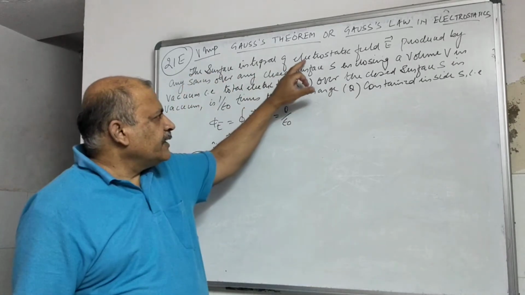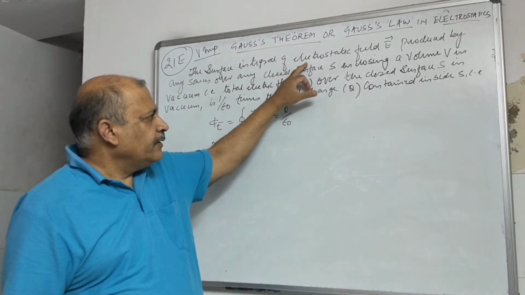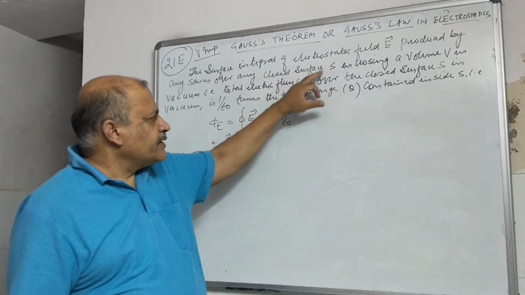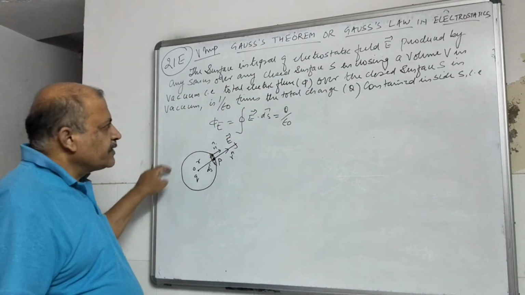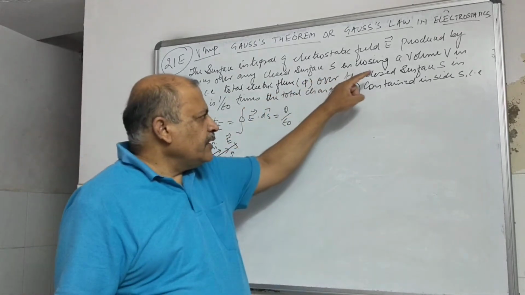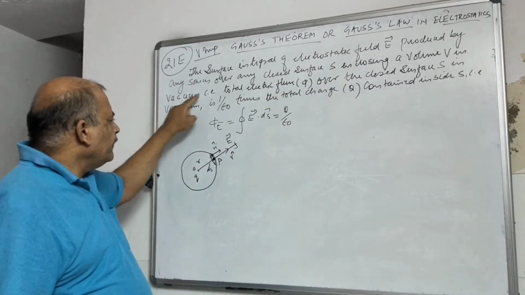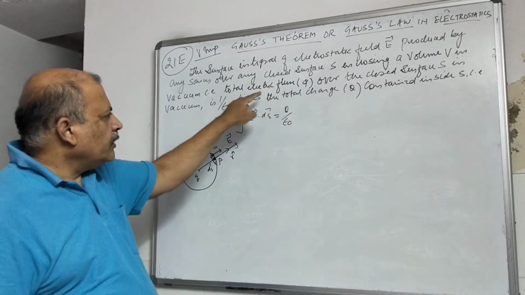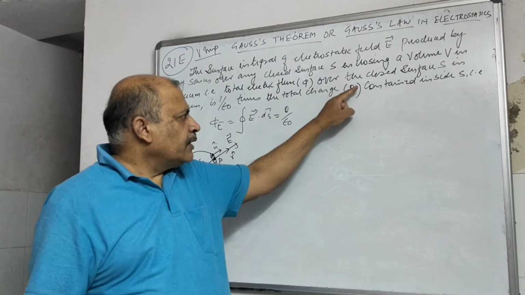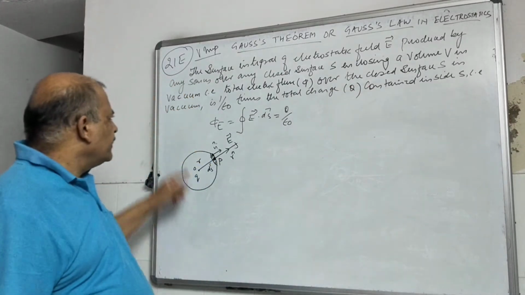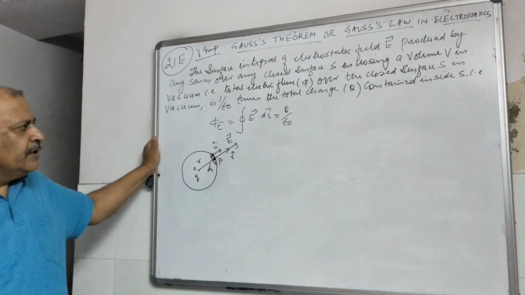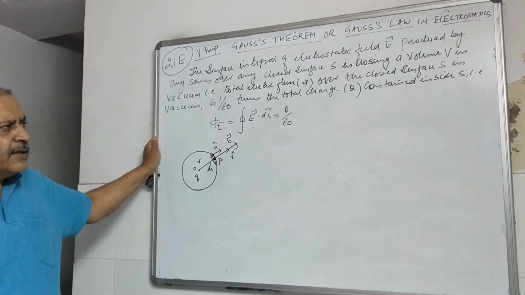Or you can also define it in this way. The surface integral of electrostatic field E produced by any source over any closed surface S. Now this is your surface S, enclosing a volume V in vacuum. You can even learn this definition. The total electric flux phi over the closed surface S in vacuum is 1 upon epsilon naught times the total charge Q contained or enclosed inside.